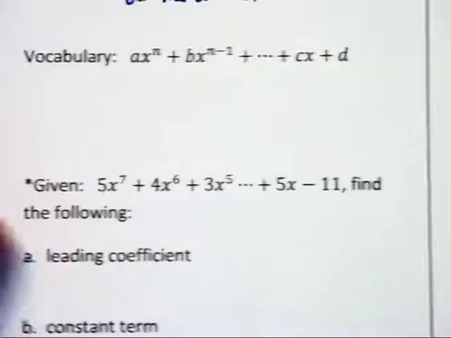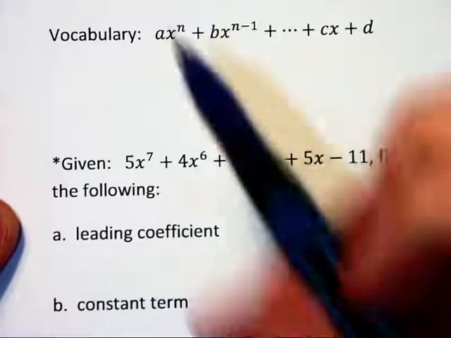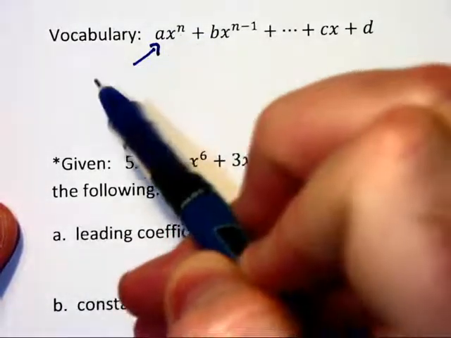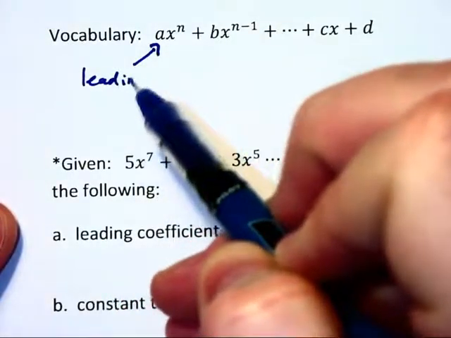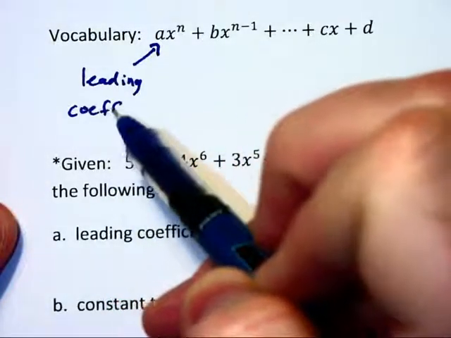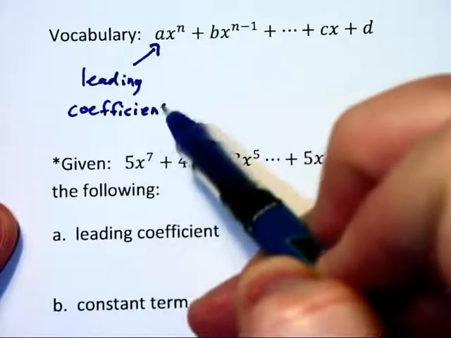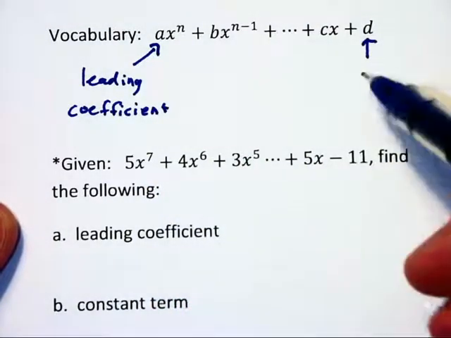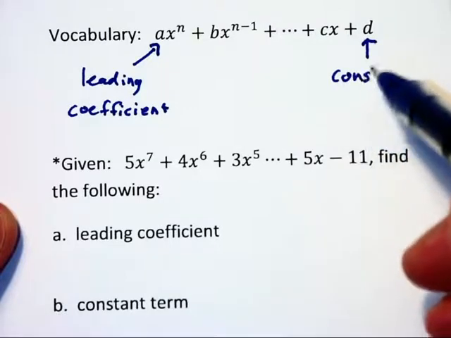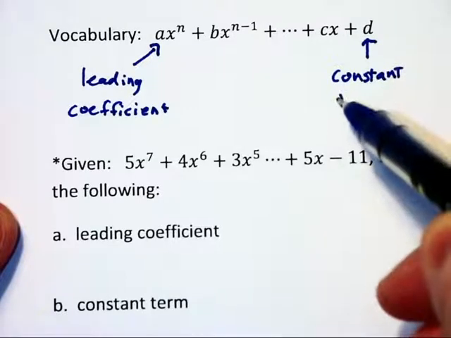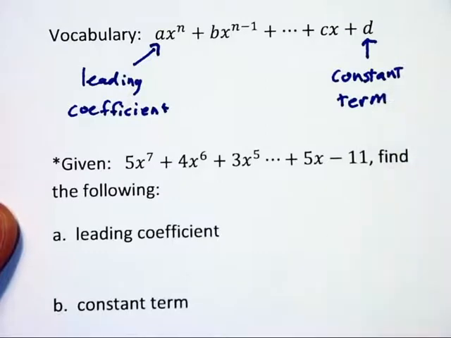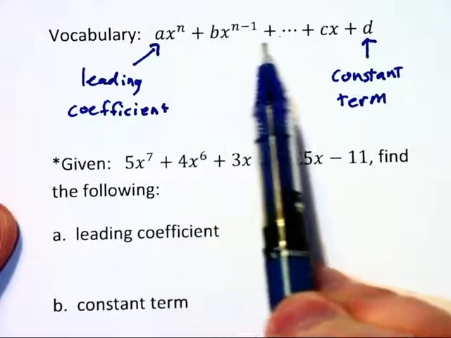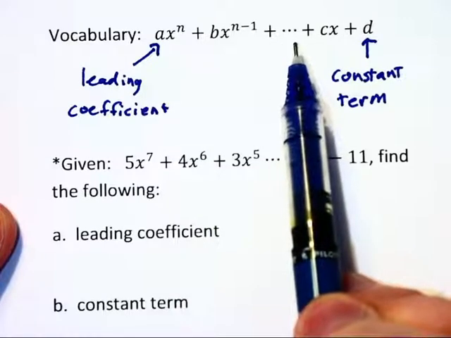Now, as far as vocabulary is concerned, the number that is out in front of the highest exponent is called the leading coefficient. And you've probably heard me in some of the other videos using that vocabulary. And the last number that does not have a variable is called the constant term. Sometimes I refer to that as the trailing constant. When you write polynomials, we always write them with a descending order of exponents.